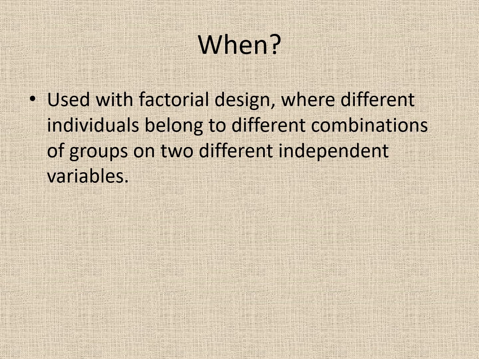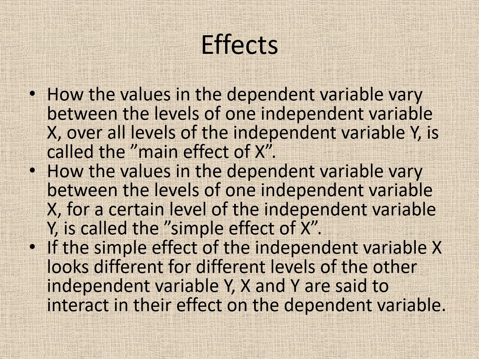So what we get here, a few words about effects here. If we, for instance, have treatment and sex as our independent variables, and we have depression as our dependent variable, we put them in a two-way ANOVA, then we get 3 effects. We get main effect of treatment, we get main effect of sex, and we get treatment by sex interaction. What is a main effect? What is the main effect of treatment, for instance?